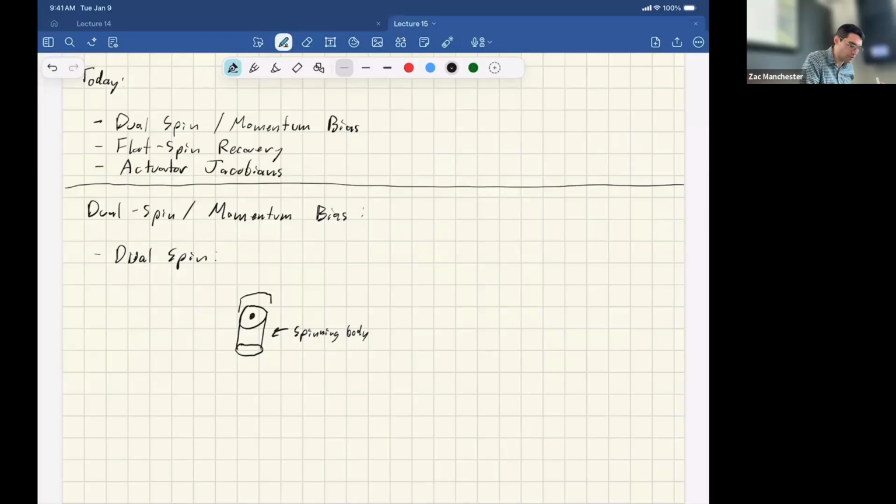So you have another chunk of spacecraft up here that is not spinning, that's attached by some bearings and a motor, that then has kind of antennas and cameras and whatever on it.